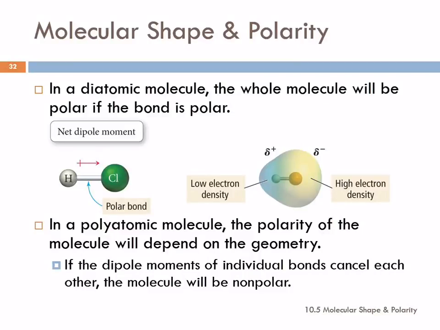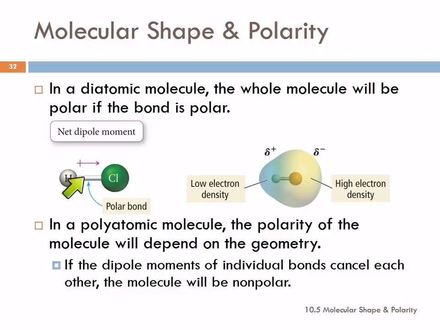Molecular shape and polarity. We've talked about polar bonds. If we have a simple molecule, a diatomic molecule like hydrogen chloride, where we just have two atoms, if the bond is polar, then the whole molecule is going to be polar.